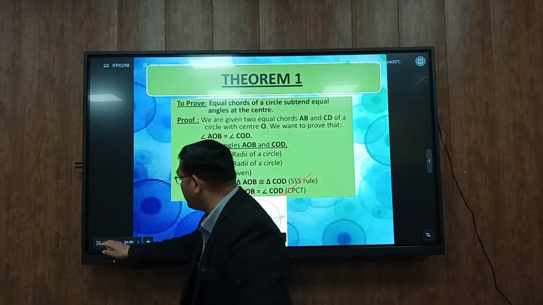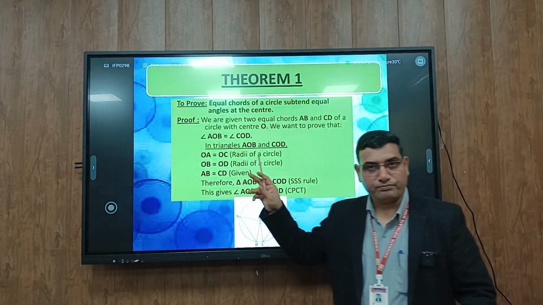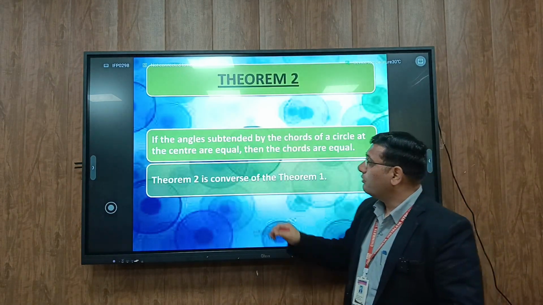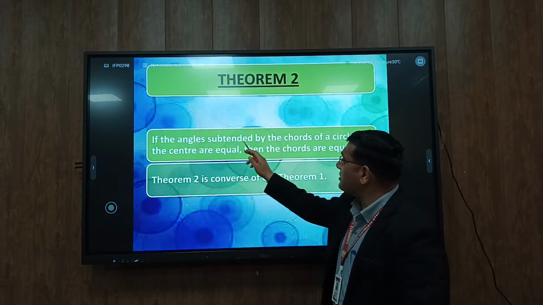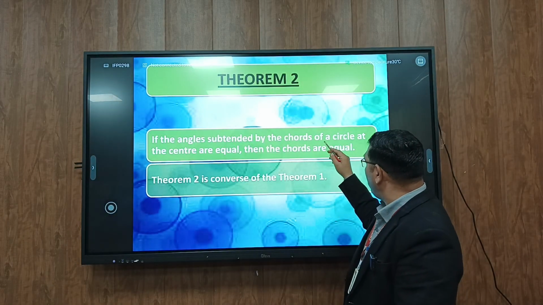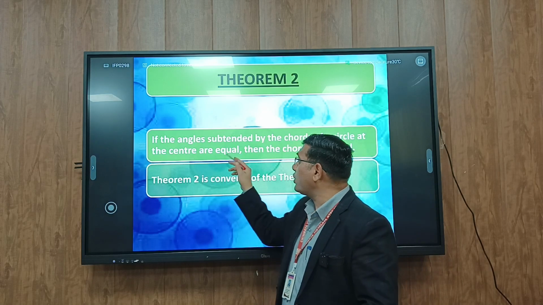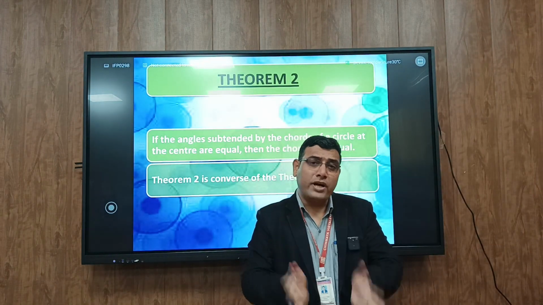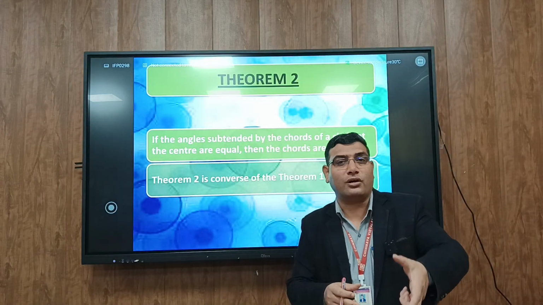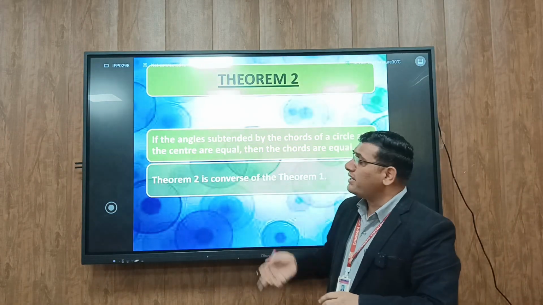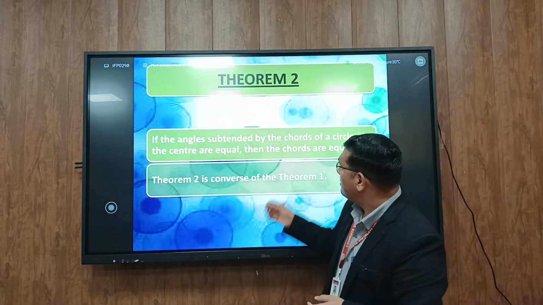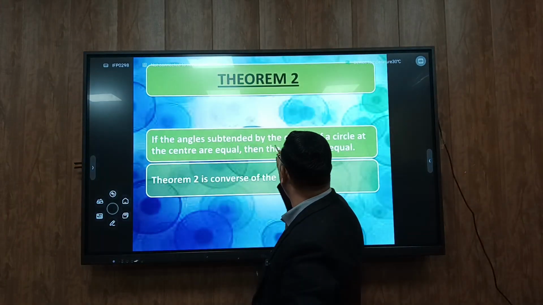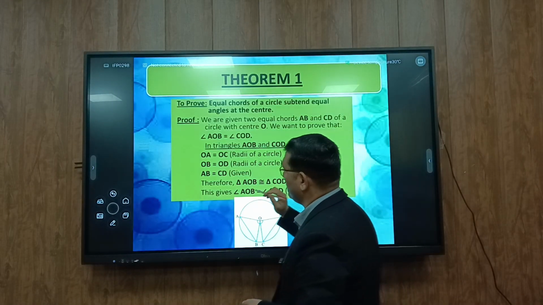Now the next theorem is the converse of this theorem. What is that theorem? If the angles subtended by the chords of a circle at the center are equal, then the chords are equal. Converse means what we proved in the previous theorem is now given, and what was given there we have to prove.